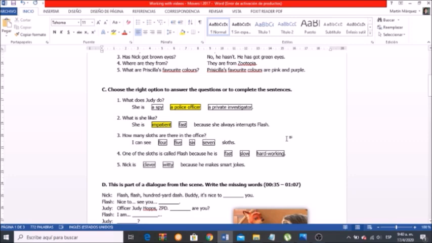Okay, question number three. We have, how many sloths are there in the office? ¿Se acuerdan cuántos sloths había en la oficina? Bueno, había muchos, pero había cinco que se podían distinguir muy clarito. So we say, I can see five sloths.